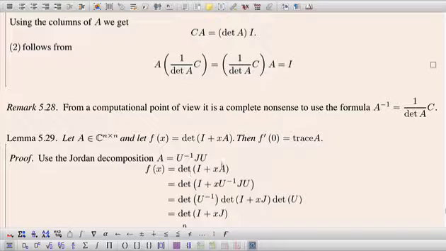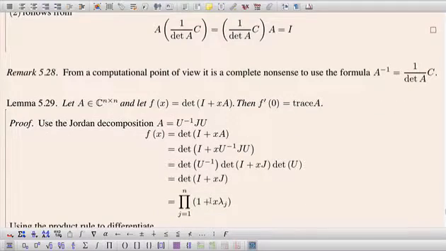Then for f of x, we can plug in for A the u inverse J u part. We can factorize u inverse on the left, u on the right, and then we get that I stays the same because u inverse u is I, the identity matrix. And we can take the determinant factor by factor. And then the determinant of u inverse cancels the determinant of u. So we end up with just the determinant of I plus xJ. So we have the eigenvalues in the diagonal multiplied with x.